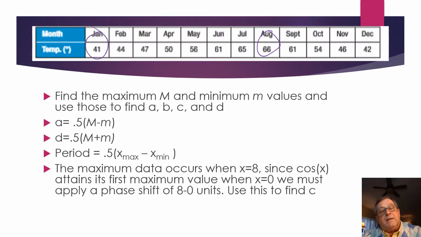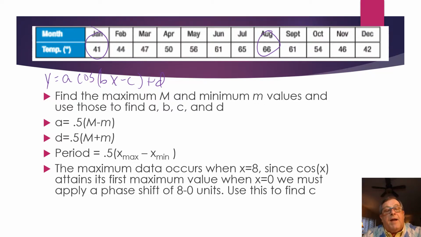Now let's say we would have y equals a times the cosine of bx minus c plus d.